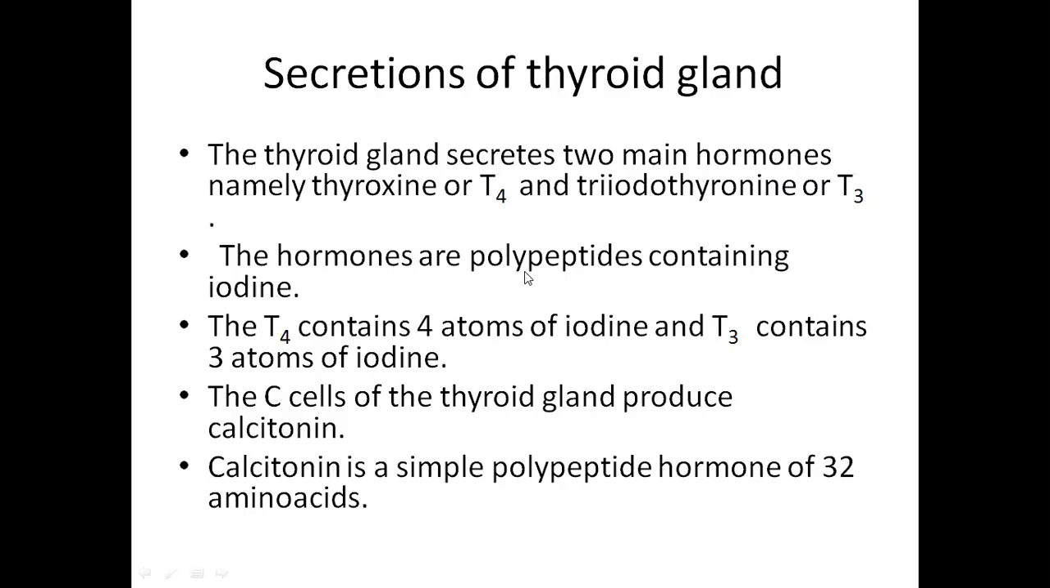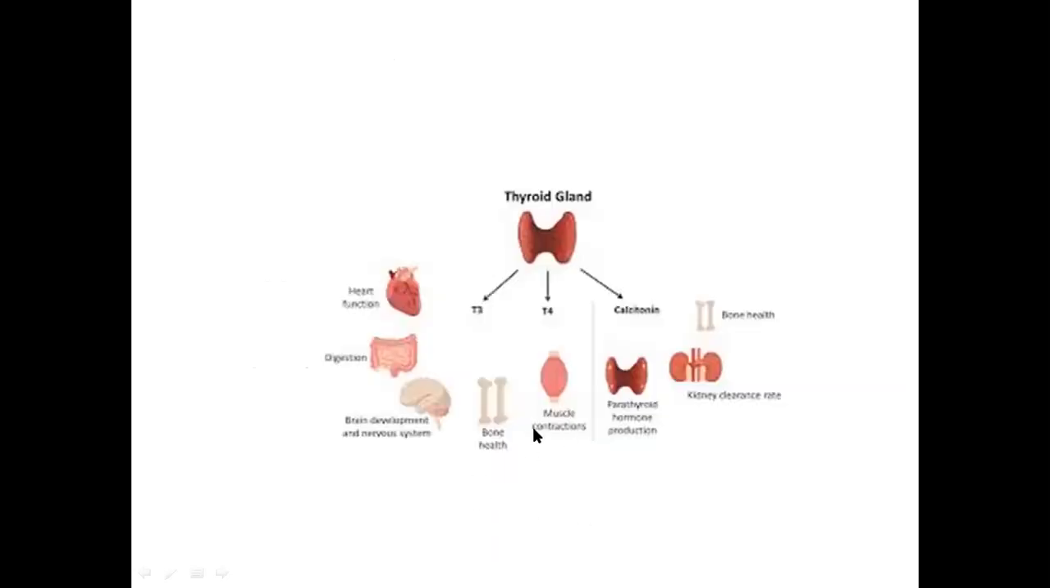It is a hormone made up of amino acids. Now, the T4 contains 4 atoms of iodine. That's the reason we are calling it tetraiodothyronine. And the T3 contains 3 iodine atoms. And as I have told you, calcitonin is also a peptide hormone consisting of 32 amino acids.